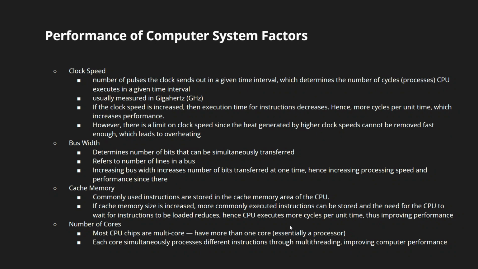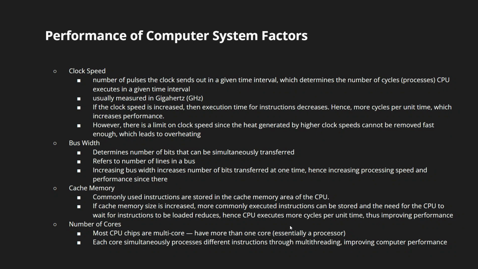So if it's high, then the computer will be faster. But if it's too high, it can also damage the CPU because the limit has been crossed for the number of cycles that it can genuinely process. Bus width determines the number of bits that can be simultaneously transferred.